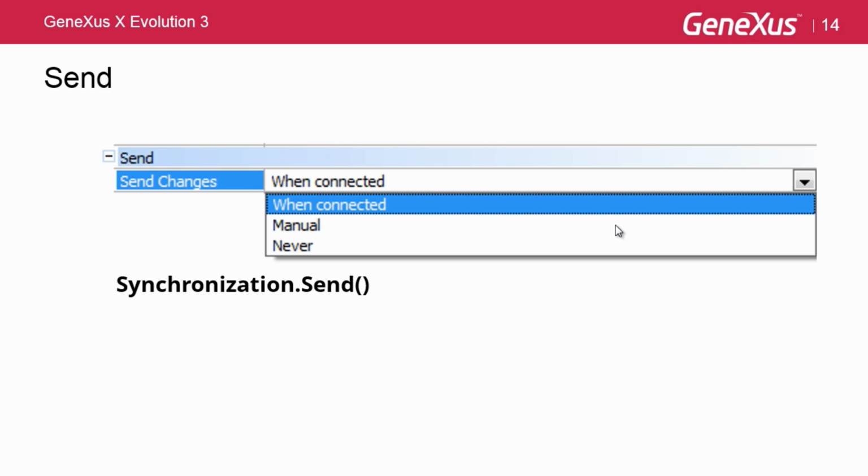There's also the manual option, which validates the data received. Using the synchronization.send method, I'll send the client data when I consider appropriate at the programming level to the server. I could have the when connected option set up and use the manual method of my programming anyway with this synchronization.send method. And the third option is never, for when we don't send client data to the server. A case where this property is used is when we have a personal finance application that includes sensitive data that I don't want on the server.